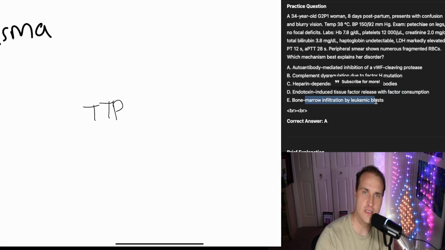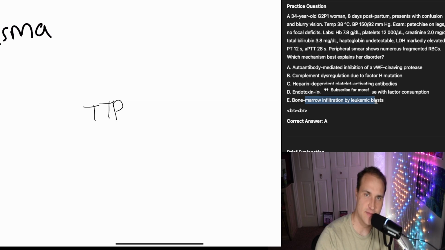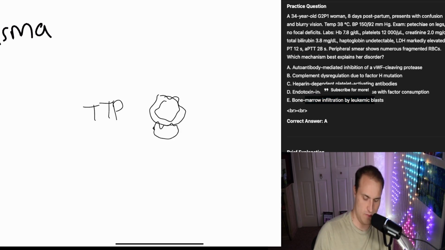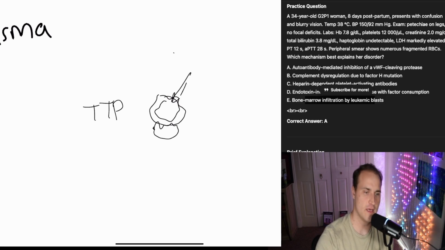Bone marrow infiltration, you'd have anemia, thrombocytopenia, and the smear shows blasts, not schistocytes. Blasts look kind of like that. They're like more full looking and pretty big too.